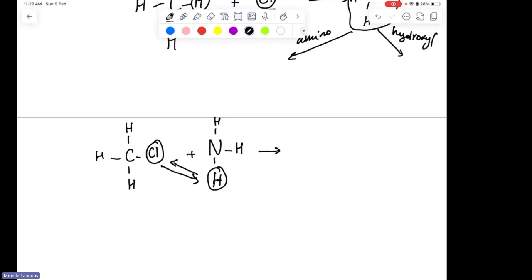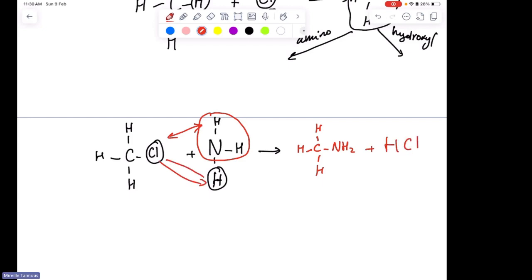I'm going to take this with the Cl and take this whole group to replace it over here. So it's going to be C with NH2, and these will go together. And now it turned into an amine, methanamine.